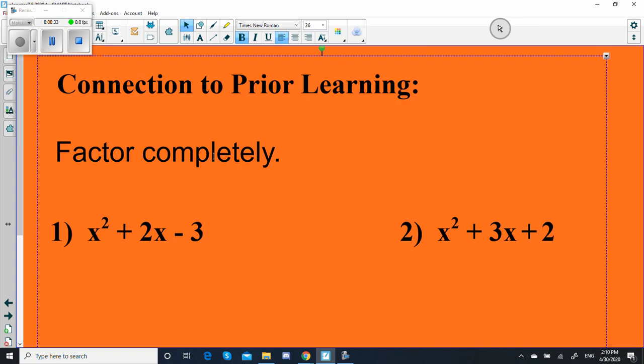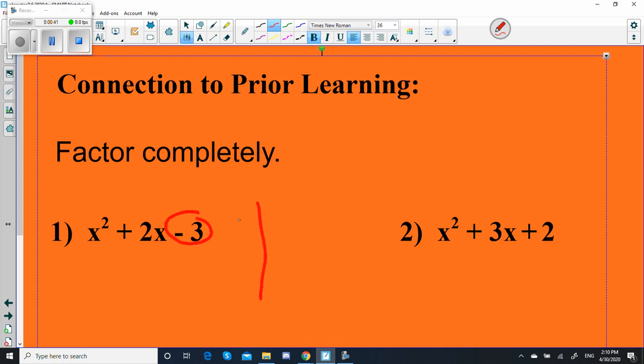Okay, so this is our old stuff, this connection to prior learning. Here we're looking for factors of -3 that give us a sum of b, which is +2. The only two numbers that I can think of that multiply to 3 are 3 times 1. But I need a negative here. They add up to 4, and 3 minus 1 is 2. So I know I'm going to be subtracting them, and I need the bigger one to be positive because the sum is positive. So I'm going to put my negative right here.